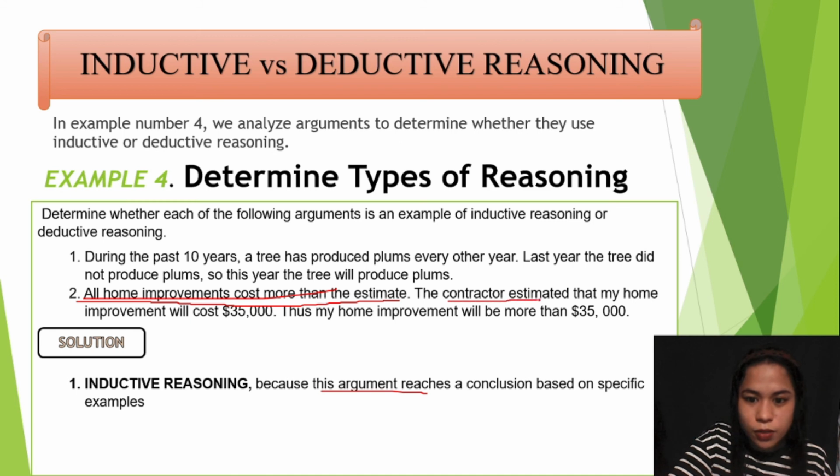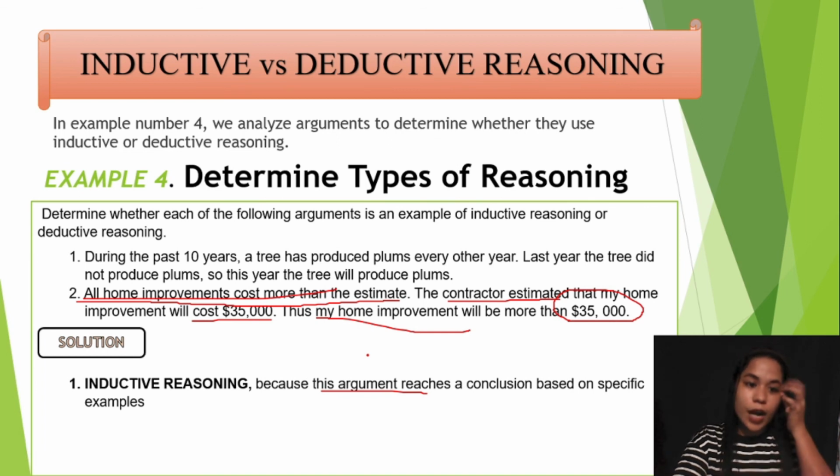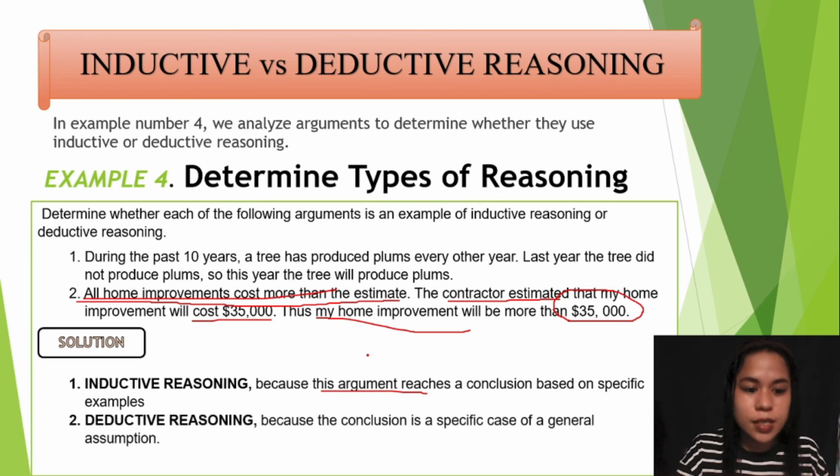So yung estimate ng contractor will cost $35,000. Therefore, my home improvement will be more than $35,000. So from that given arguments, we conclude that this is the deductive reasoning because yung conclusion is a specific case of a general assumption. Meaning, ito na yung given the general conclusions, meron tayong mga specific example.